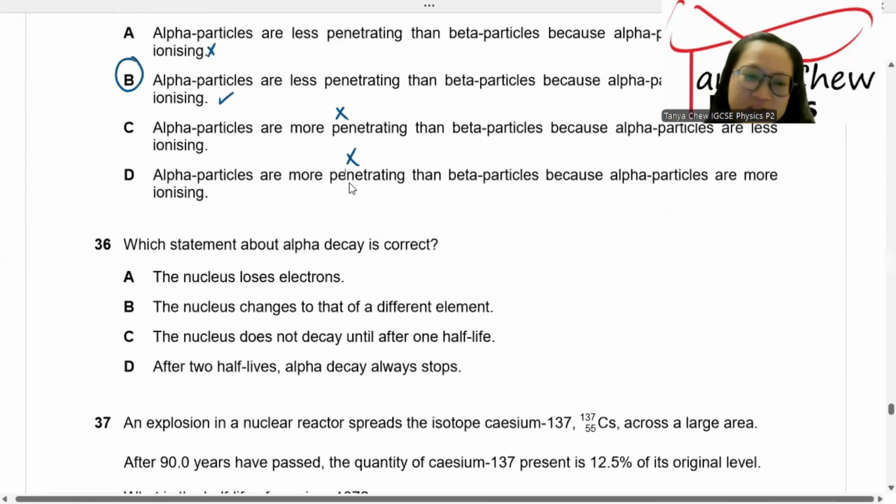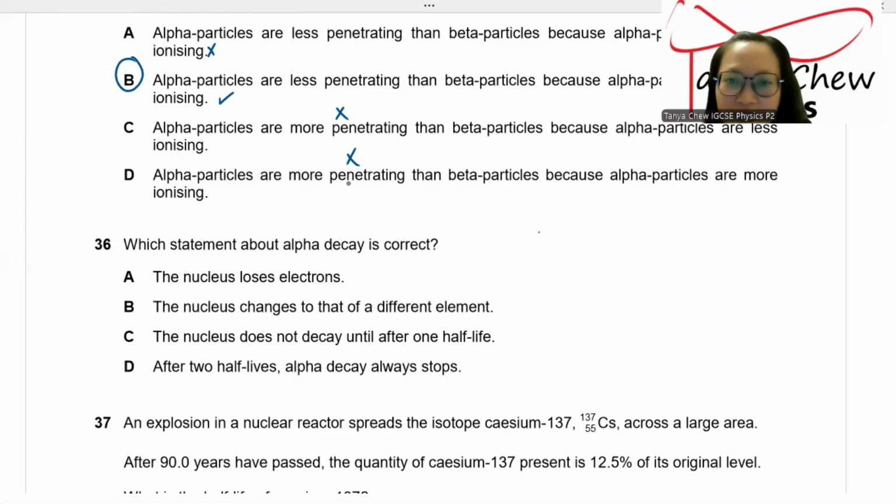Now, question number 36. Which statement about alpha decay is correct? A, in alpha decay the nucleus loses electrons. No. Now, the nucleus changes to that of a different element because of the decay, right? The proton number will change. The nucleon number will also change, right?